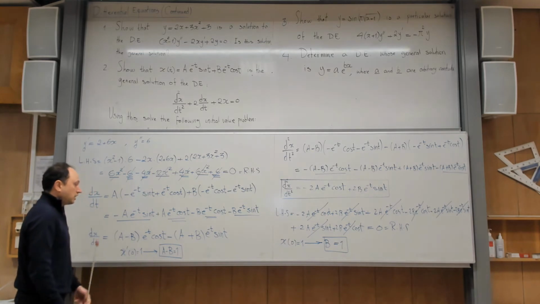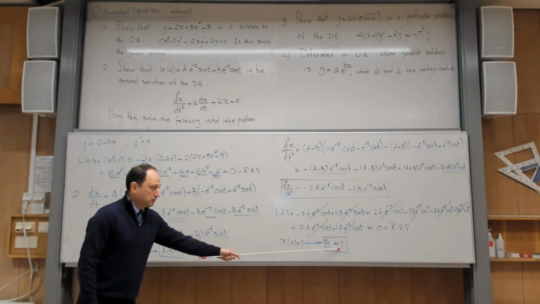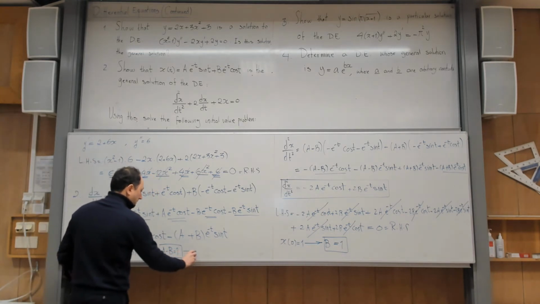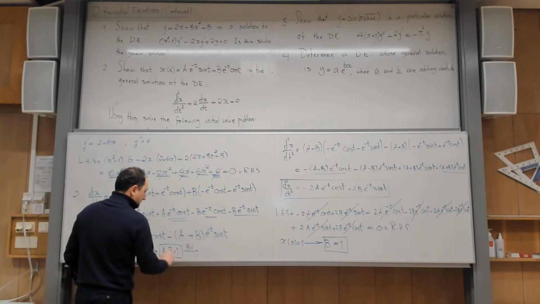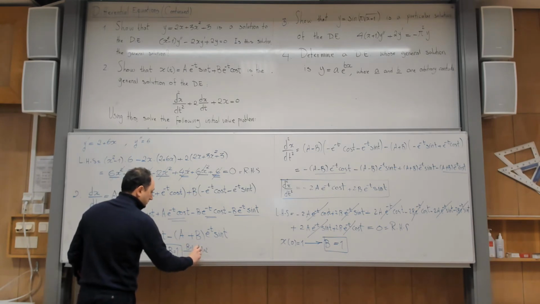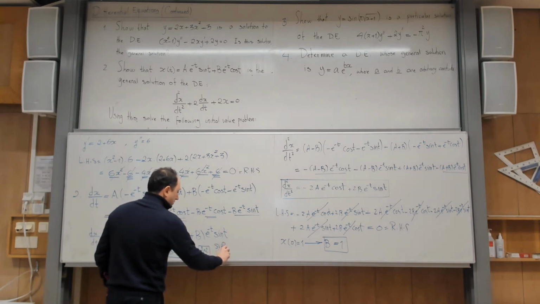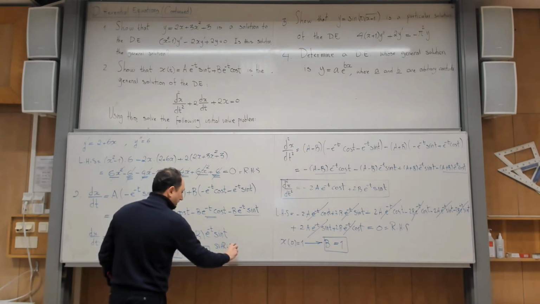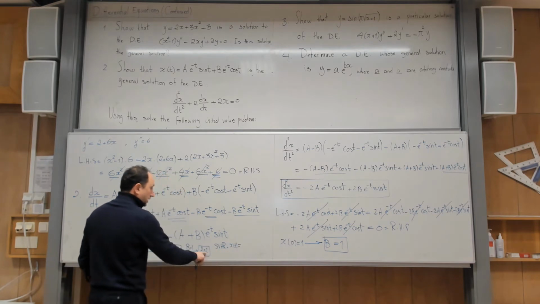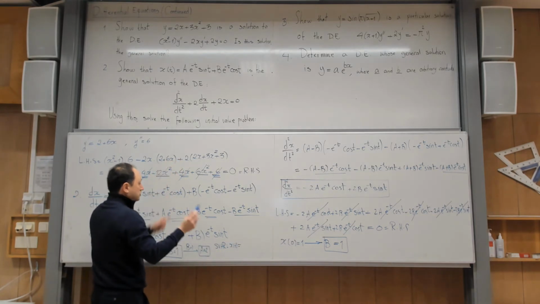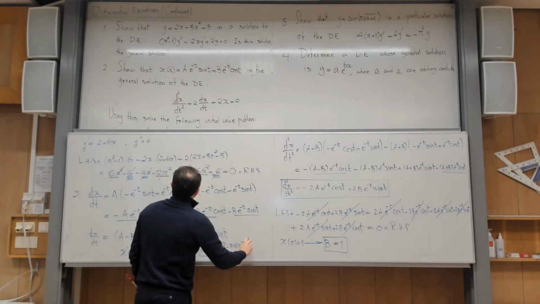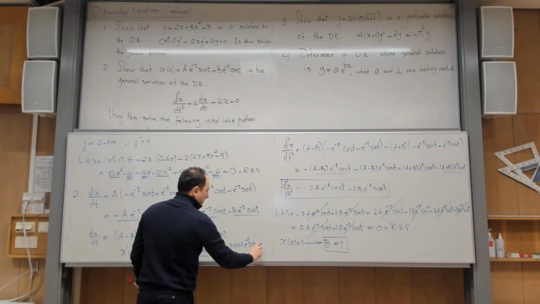Okay? But I already know that b is 1. So I put it here. So this means that a is 2. But what you have to write as the answer, you have to start writing it all over again. x of t is equal... Instead of a in that equation, you put 2. And in the other equation, instead of b, you put 1.